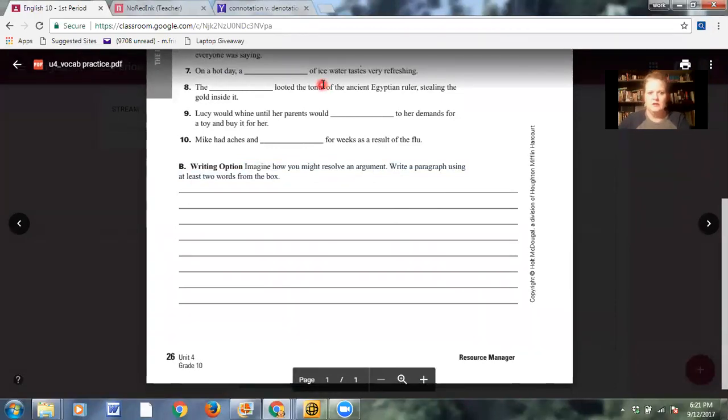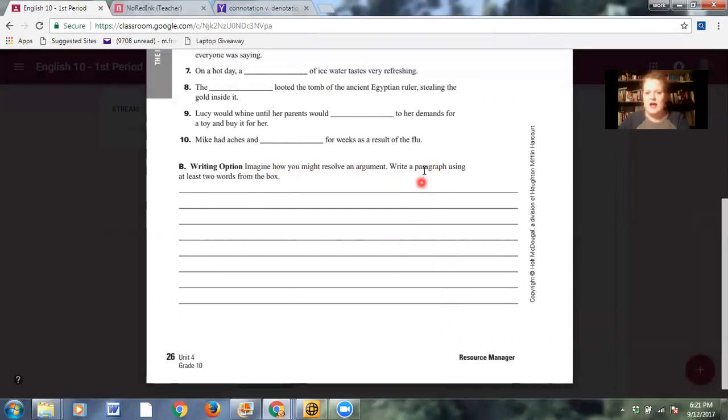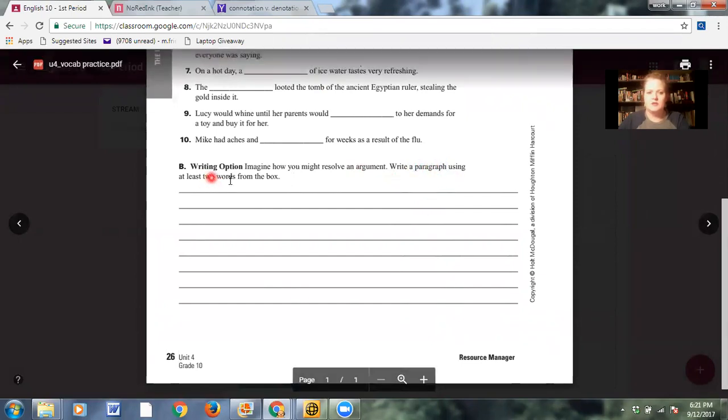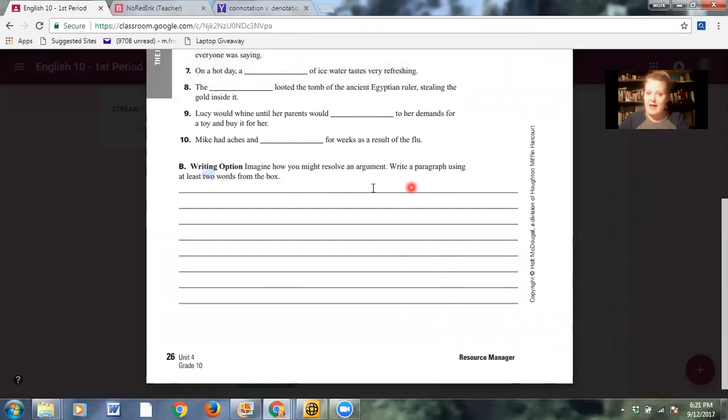Imagine how you might resolve an argument. You're going to write a paragraph. I like this little spotlight. And you're going to use 2 words from the box. This can be a real argument that you've had, or this can be an imaginary argument.